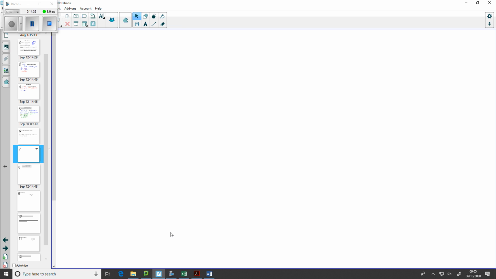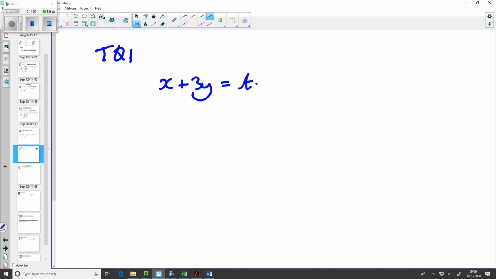Right, so the first one, just remind me what it is. TQ1. X plus 3y equals t. Yep. So, where do we start with that, do you think? Yeah, we have to do the addition first. So we have to get rid of this added term.